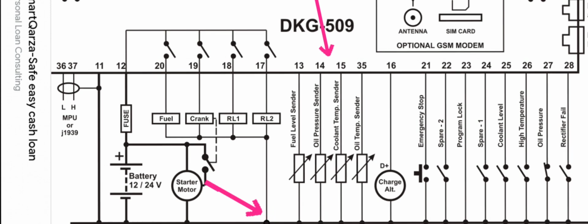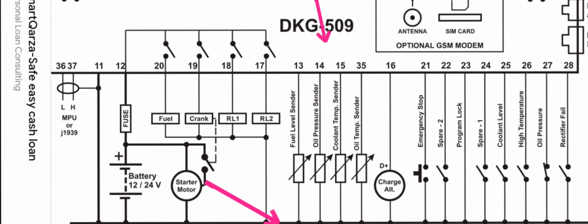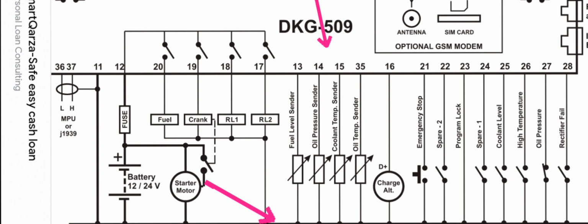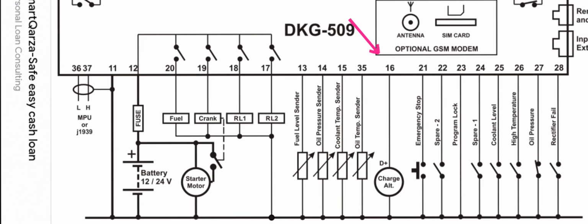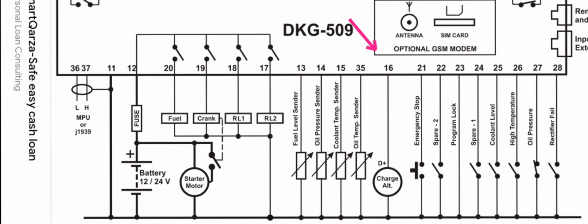As you can see, the negative side of all the sensors is connected to the ground side, and the positive side of each sensor is connected to its own pin: pin 13 is the fuel level sender, and 14 is the oil pressure sender, then the coolant temperature sender and the oil temperature sender. Pin 16 is the input of the charging alternator D+, or WL, to monitor the battery voltage on the screen.